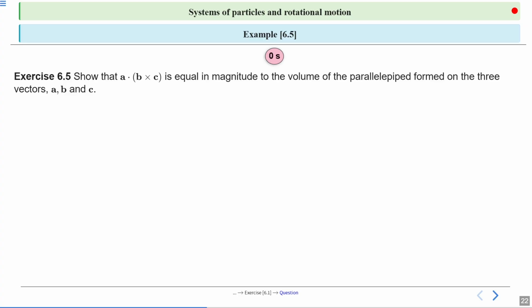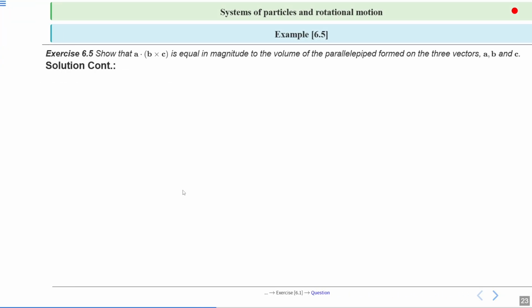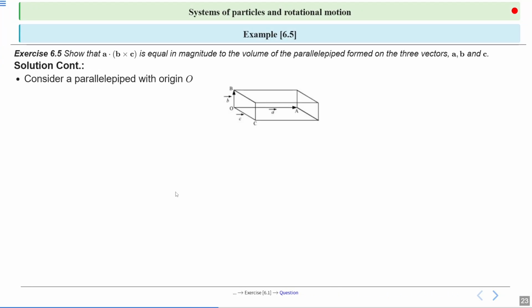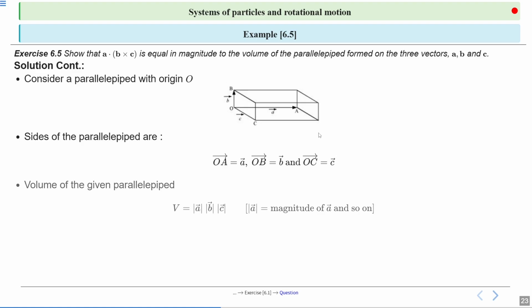Let's see the solution of this question. First of all, we consider a parallelepiped with origin O. So sides of the parallelepiped are OA vector is equal to A vector, OB vector is equal to B vector, and OC vector is equal to C vector. So volume of the parallelepiped is mod of A vector into mod of B vector into mod of C vector. Mod of A vector is equal to magnitude of A and so on.